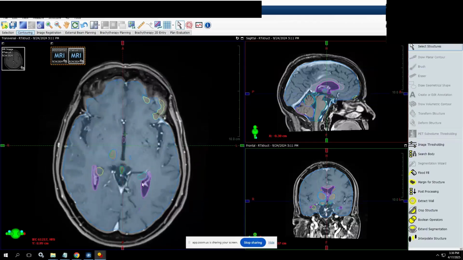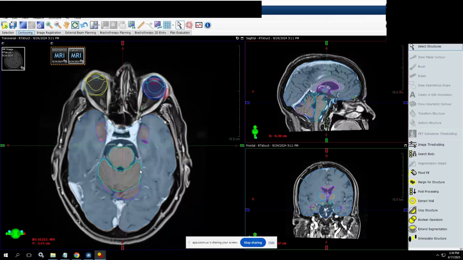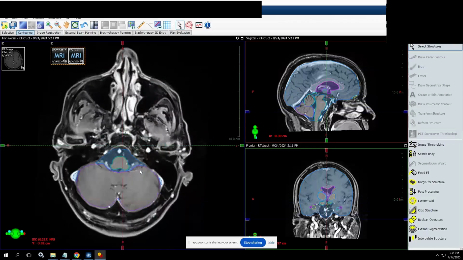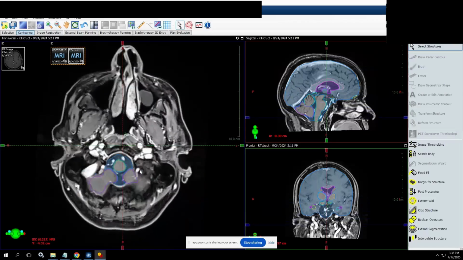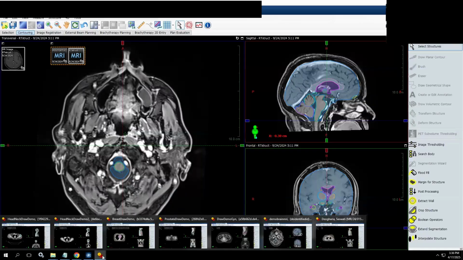As we can see, these complex structures often take more than 30 to 40 minutes for our fellows to draw as per the ESTRO atlas. And this segmentation can be performed within 3 minutes using our DRAW system.